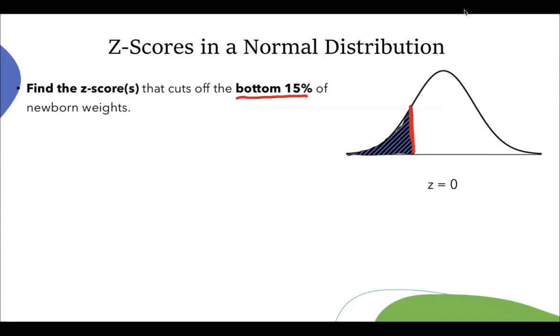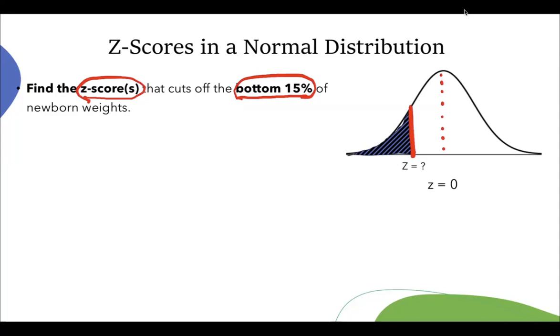And the vertical line where you cut off that bottom 15% marks the z-score that you're trying to find. So the z-score in question is right at that dividing point. Now, because it's the bottom 15% and 15 is less than half, because half of the bell curve is 50%, 15 is definitely less than half, you want to make sure that the shaded area that you create in your picture looks like less than half of the curve.